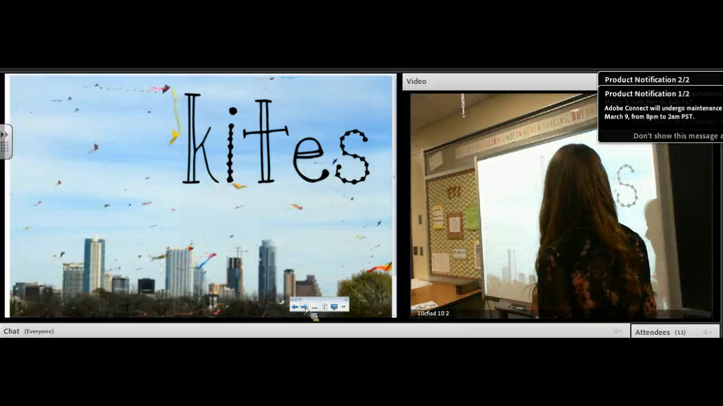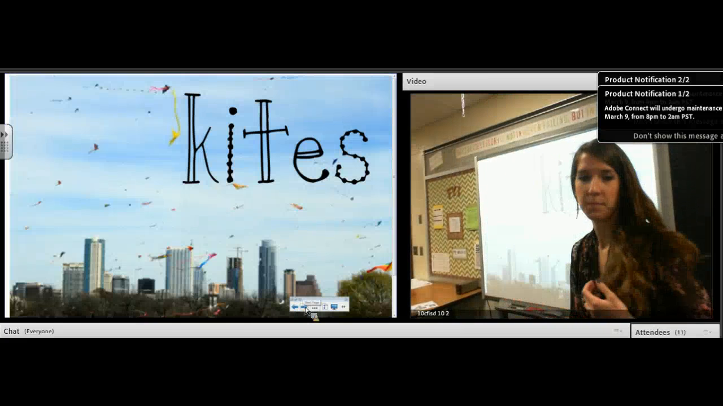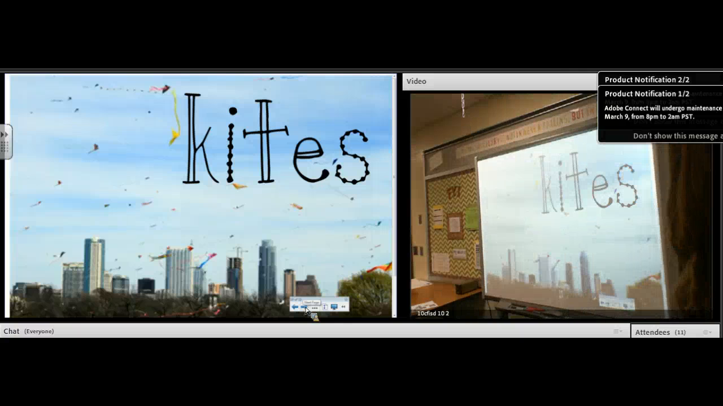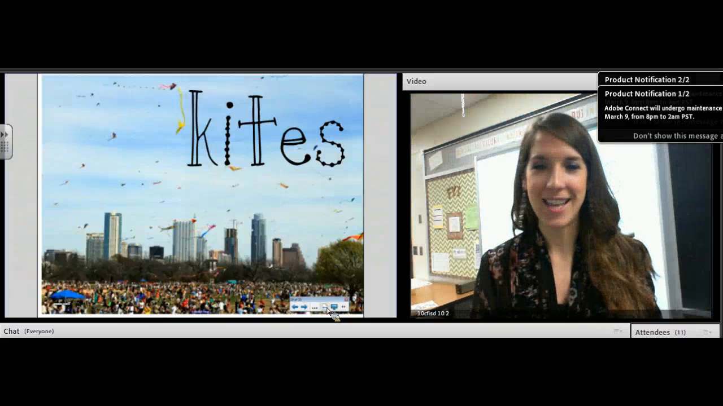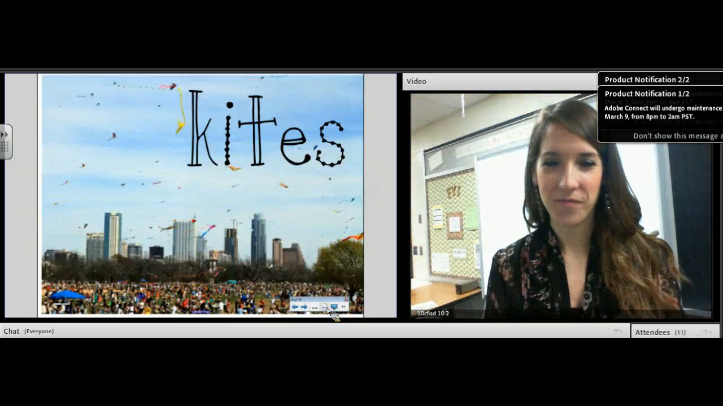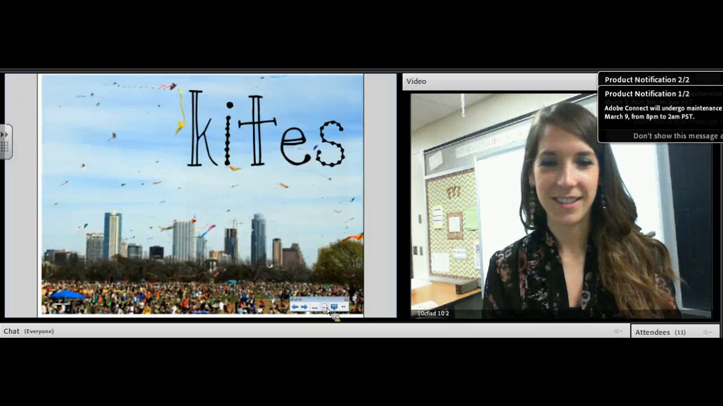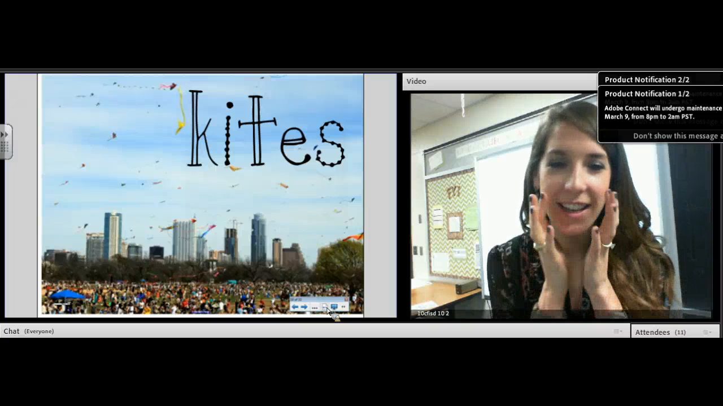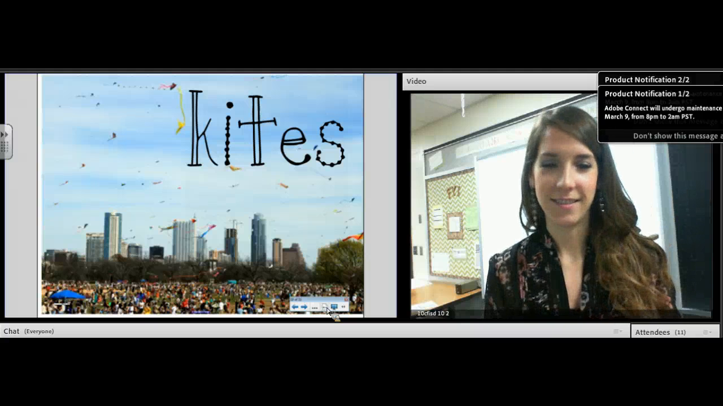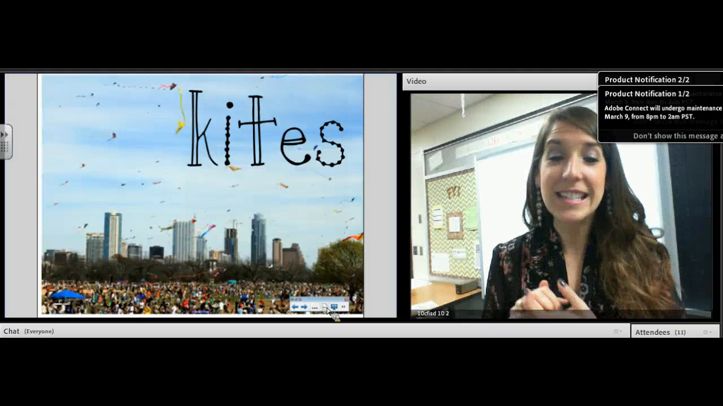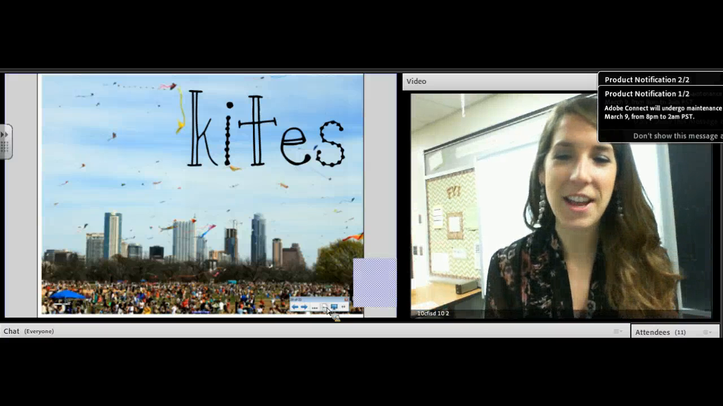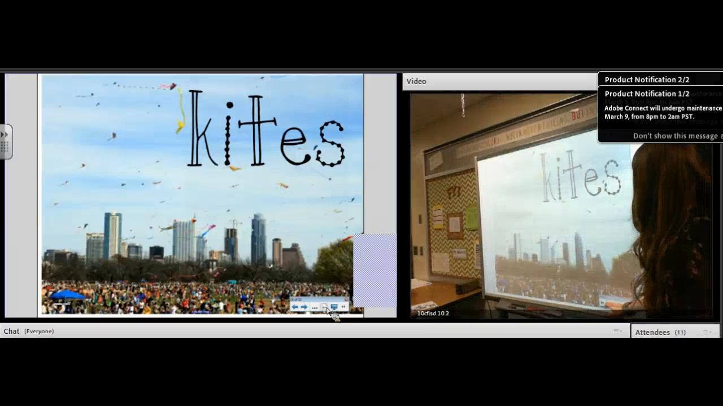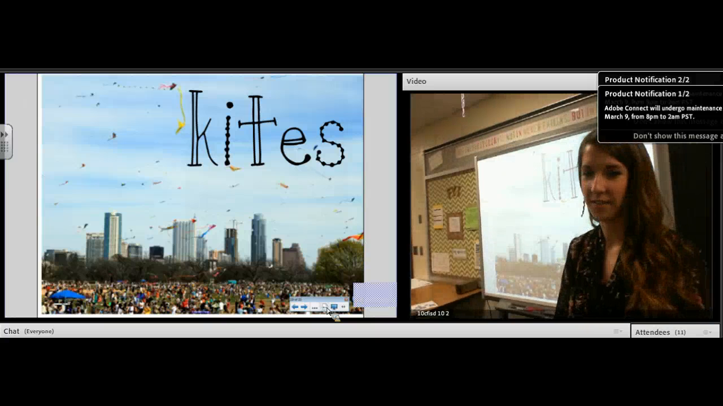All right, we're going to move on to kites. This is a picture of a kite festival. What city is it in? What city is that? Anyone know? Not New York. I'll give you a hint. It's in Texas. It is. It's Austin. There you go, Arsham. It's the kite festival that they have every year in Austin.